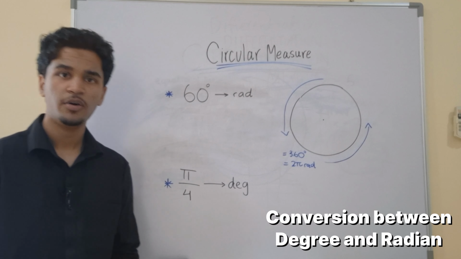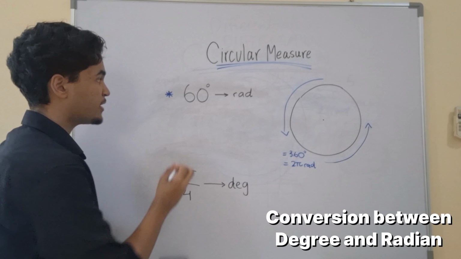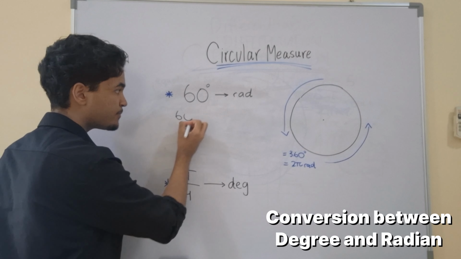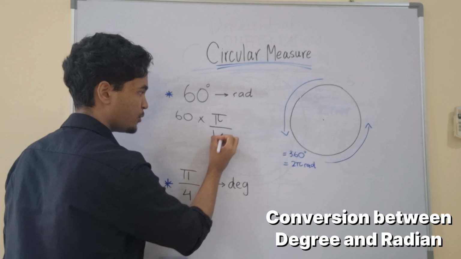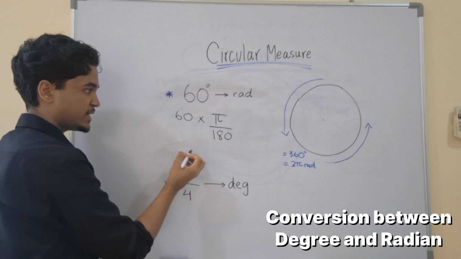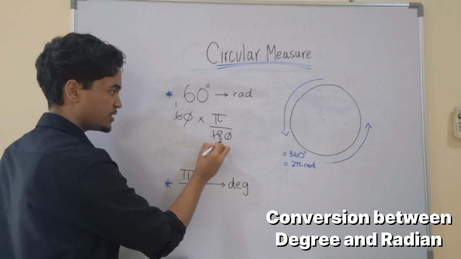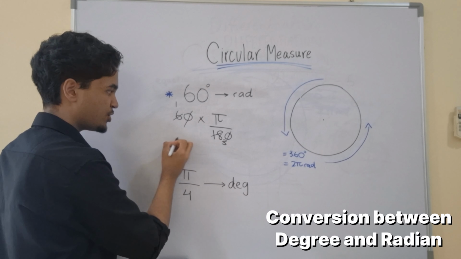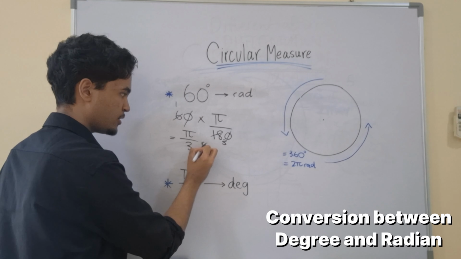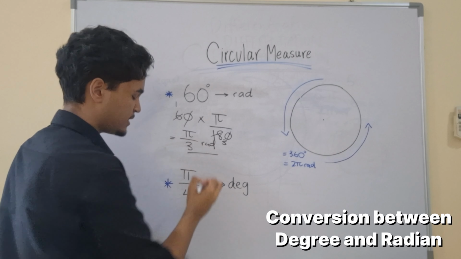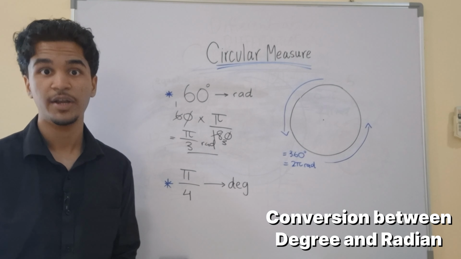Okay, so if we want to convert 60 degrees to radians, we multiply 60 by pi over 180. So what does that equal? You cancel the zeros, you simplify. 6 1s are 6, 6 3s are 18. So you're left with pi over 3 radians. That means 60 degrees is equal to pi over 3 radians.